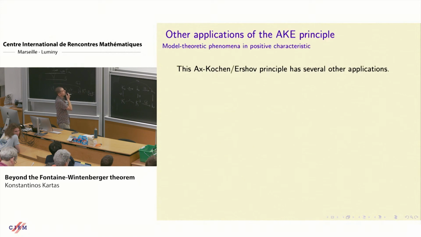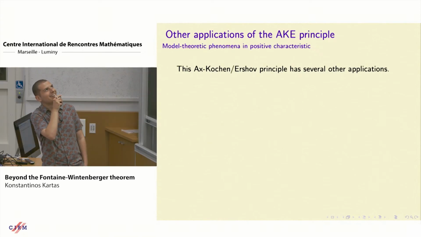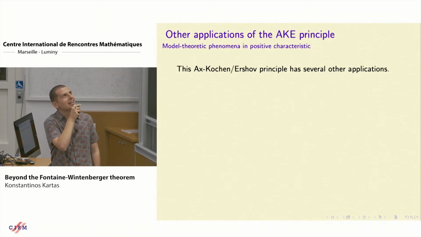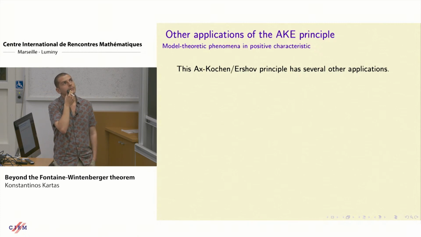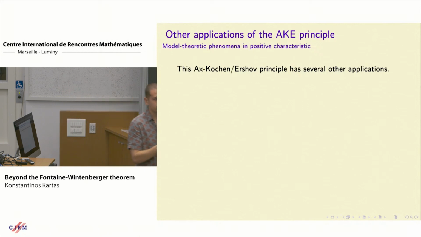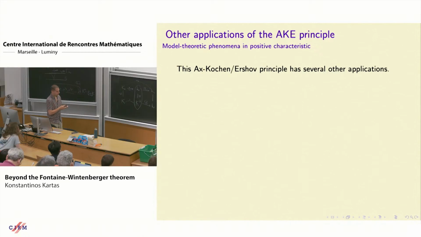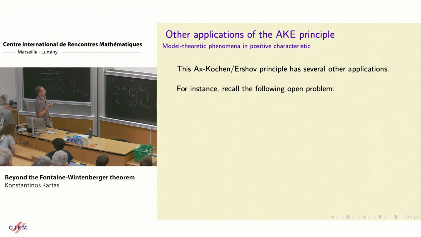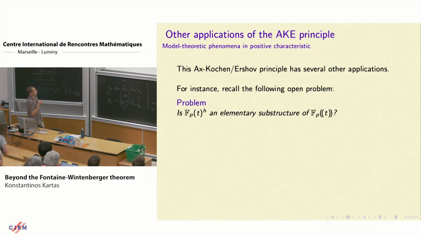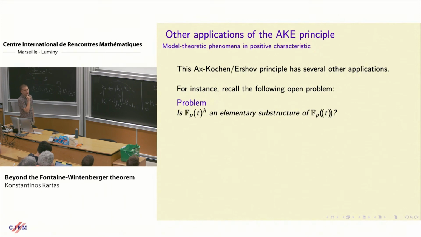Okay, so now something different. But actually it's not that different. Okay, so yeah, we had this Ax-Kochen/Ershov principle from before, and this was applied for this part. But you can do also other things with it. So this is a classical problem. Is the Henselization of F_p(t) an elementary substructure of the power series field?